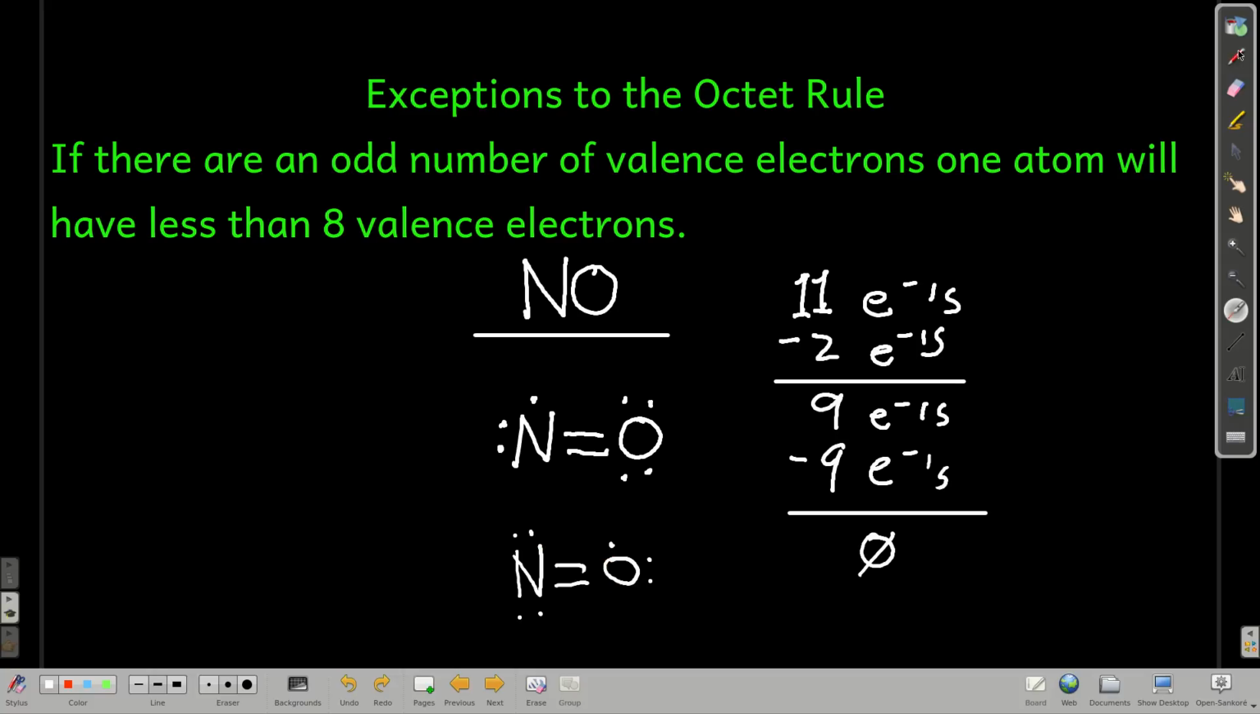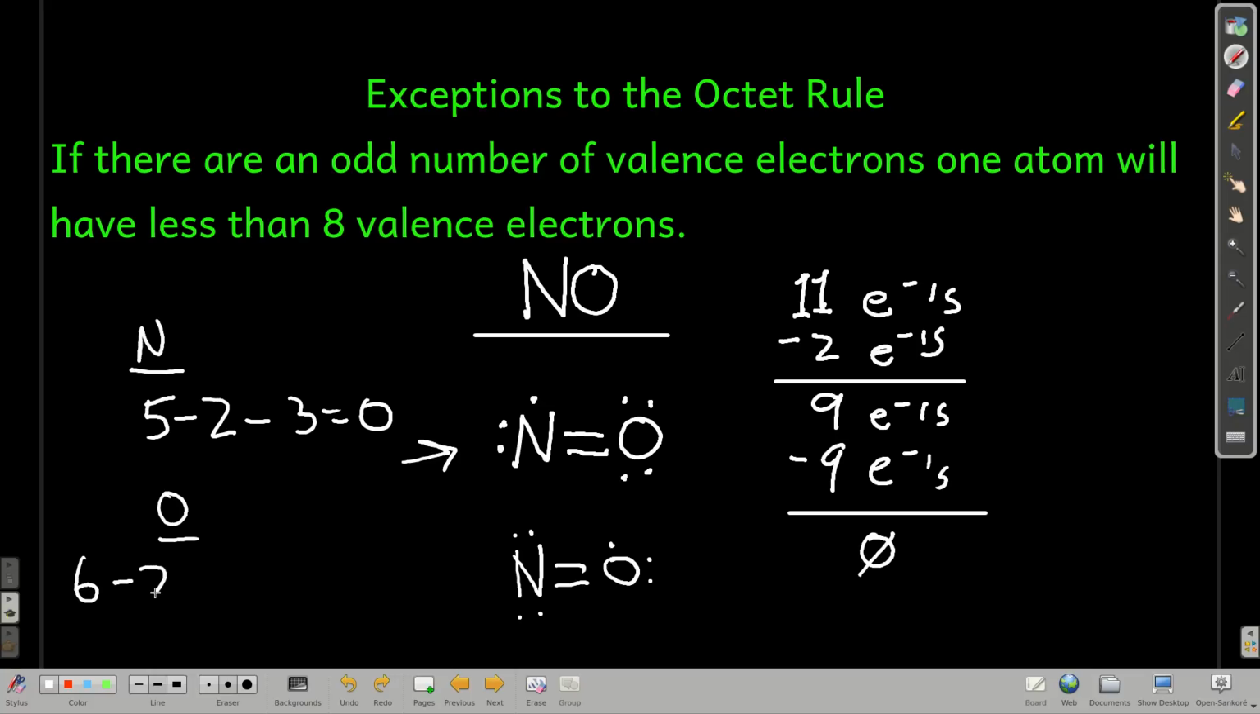Now, if we calculate our formal charges, nitrogen has 5 valence electrons, minus 2 lines, minus 3 dots is 0. Oxygen, I'm doing this structure right here, has 6 valence electrons, minus 2 lines, and 4 dots is equal to 0. All right, now let's do it for this structure. This is why I didn't draw this structure here. So I'm going to erase this guy over here.